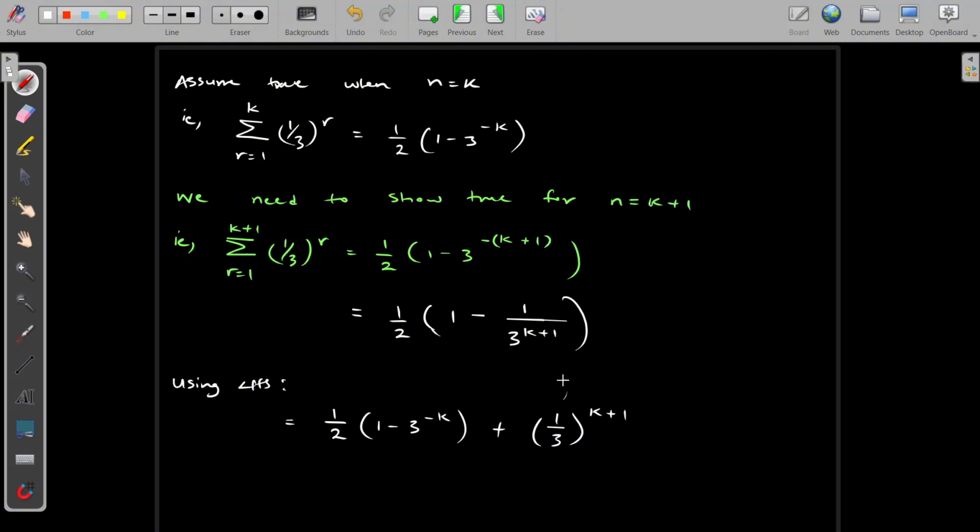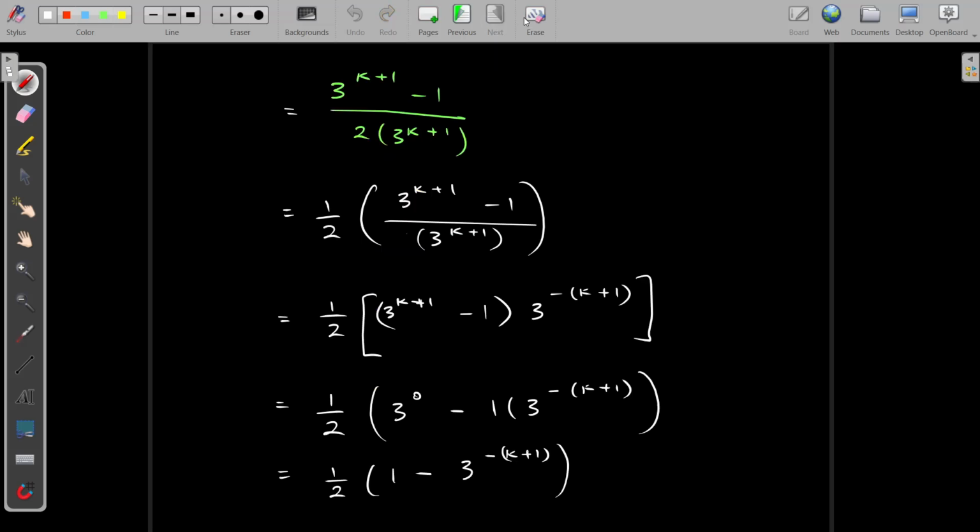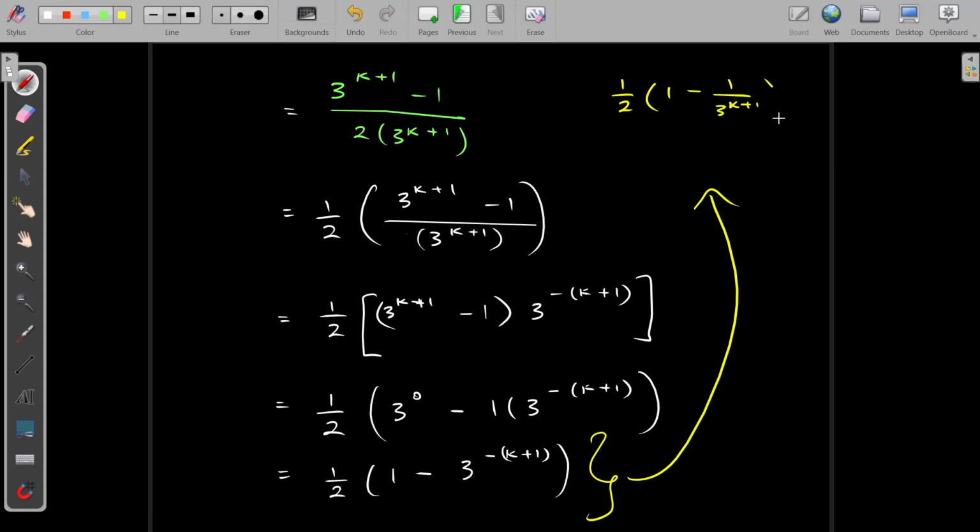Yes, so if we simply write that back in the denominator, then we would get the exact structure of this. So let's write it back. That's going to be a half, 1 minus 1 over 3 to the k plus 1. So that's our answer. So left hand side is equal to right hand side, therefore true.